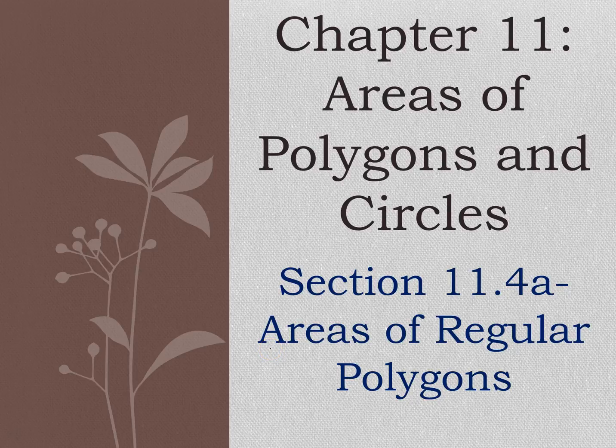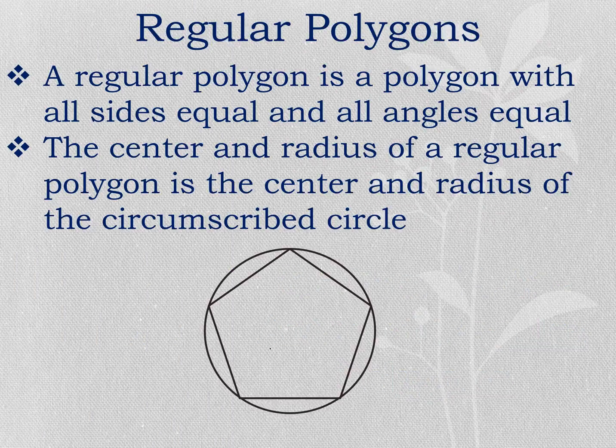Okay, so today we're going to talk about how to find the areas of regular polygons. This is a two-part section, depending upon the given information. So part A, we're only talking about given the side length. Part B, we'll talk about given the radius of the polygon.